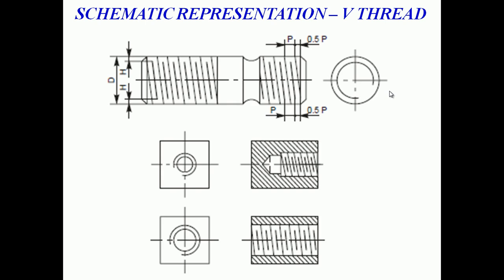So next one is the schematic representation of the V thread. Just focus there. This is the way when you are representing a V thread, you have to draw lines in machine drawing. You can see that it's an external thread, so you have to clearly specify it. The nominal diameter is clearly visible in the outermost circle, and the threaded portion is a curve, it's not a circle when you are representing a thread.